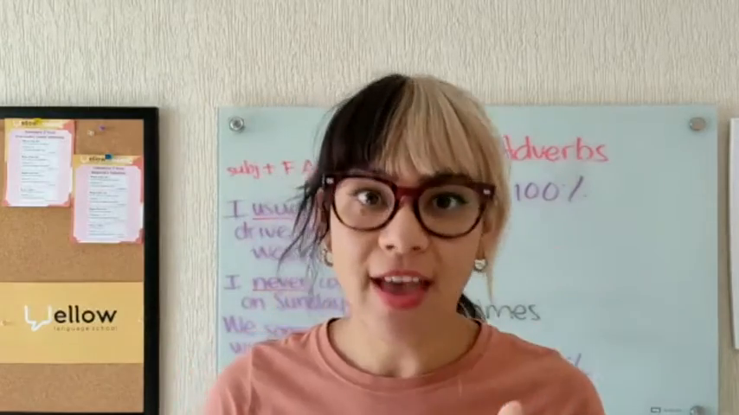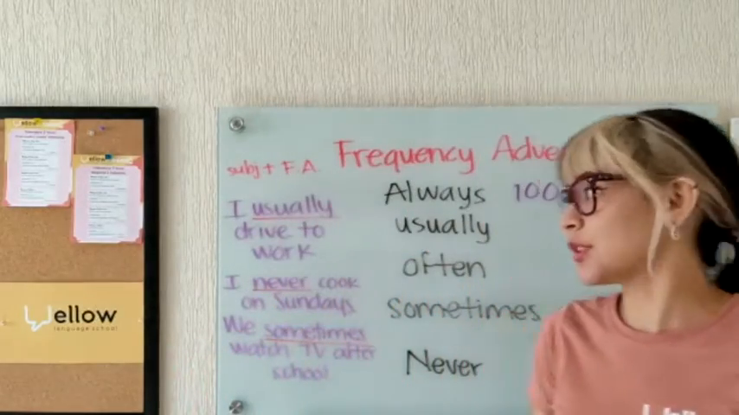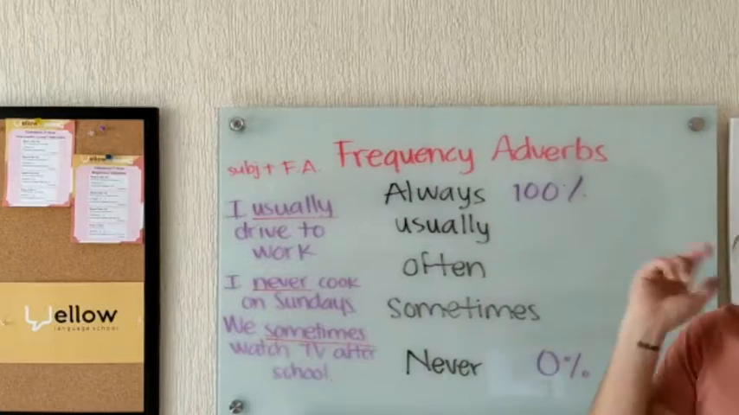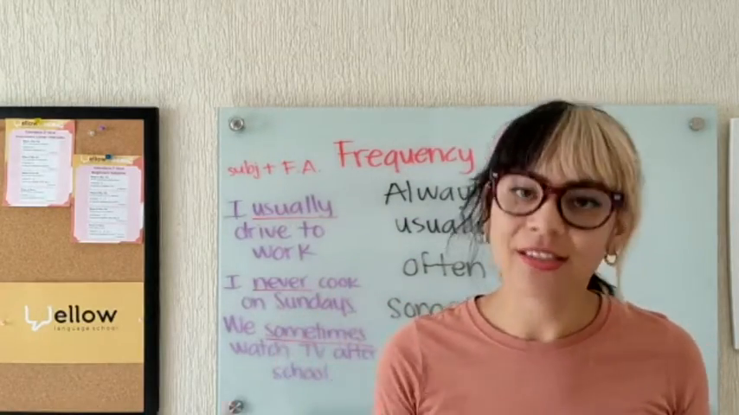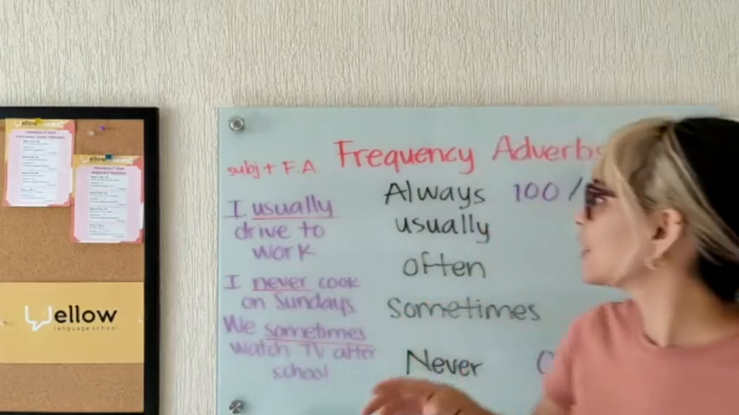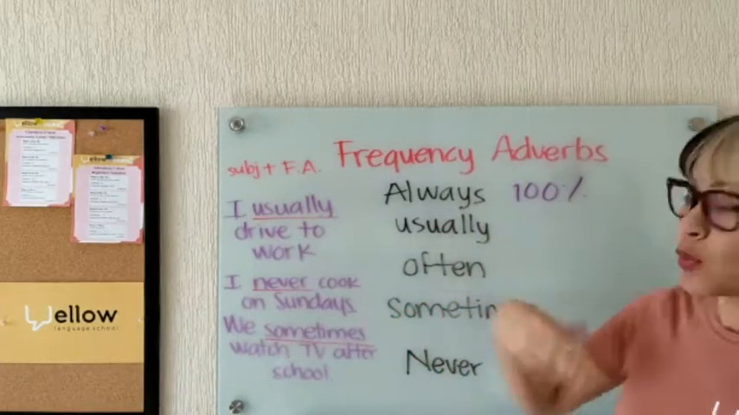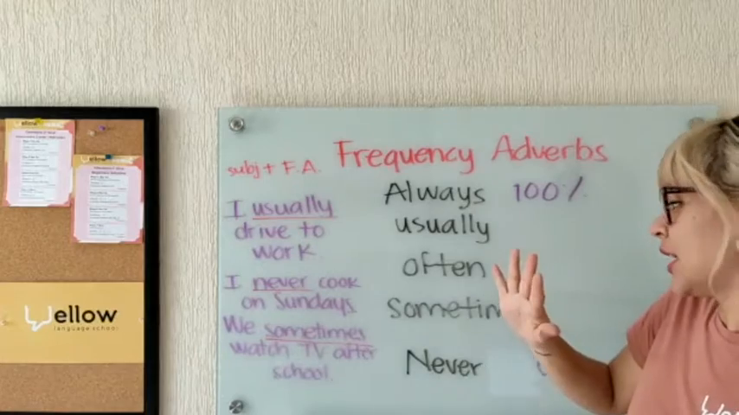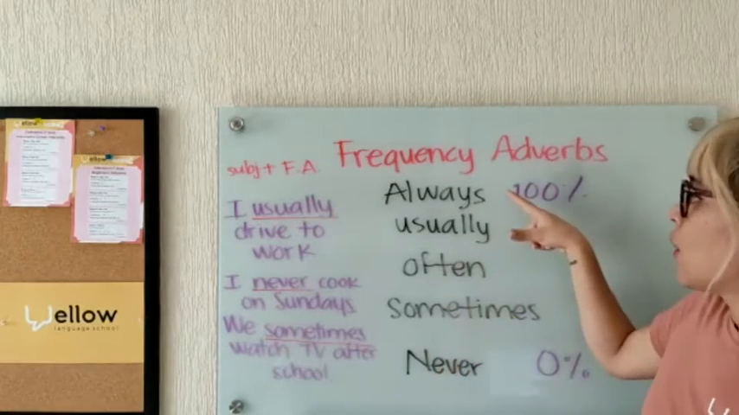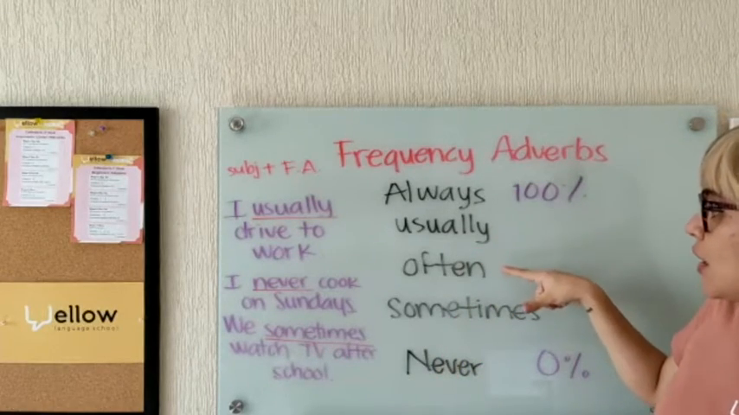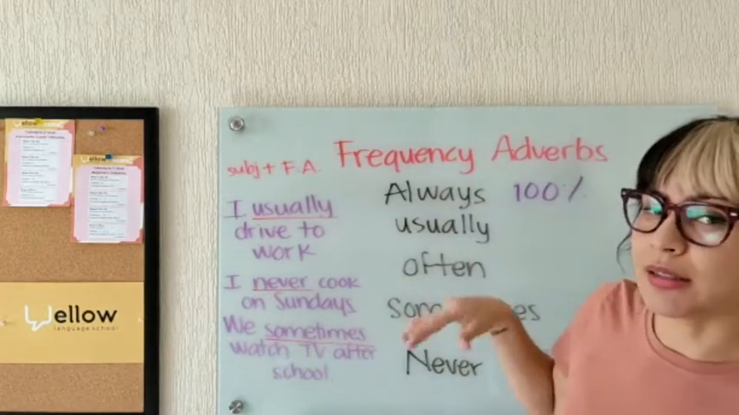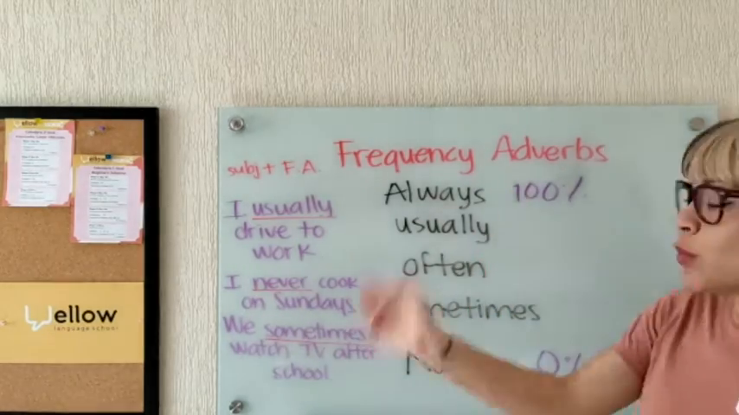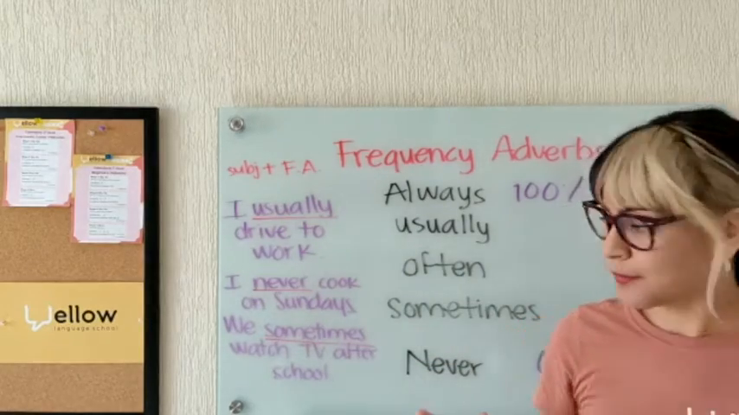Alright, now let's check the other part. Let's check the answers. Okay, this is important too. We can use frequency adverbs to talk about routines and habits. Simple present, again. Okay? And we have more, but I included only the very, very basics. Always, usually, often, sometimes, and never. As you can see, this is like a little scale. Always will be all the time.